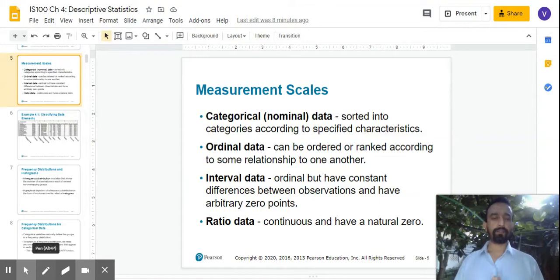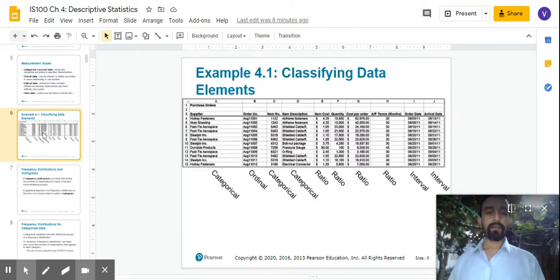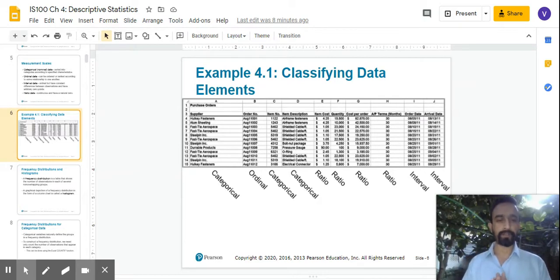One of the big things you need to know in statistics is these four measurement scales: categorical or nominal, ordinal, interval, and ratio. Now, this is best understood through example. Let's take a look at the screenshot which represents the purchase orders which we worked on in class.